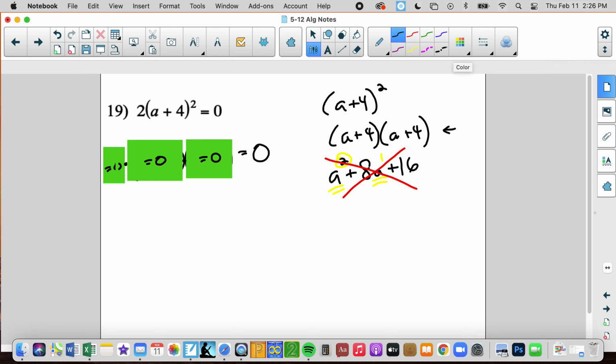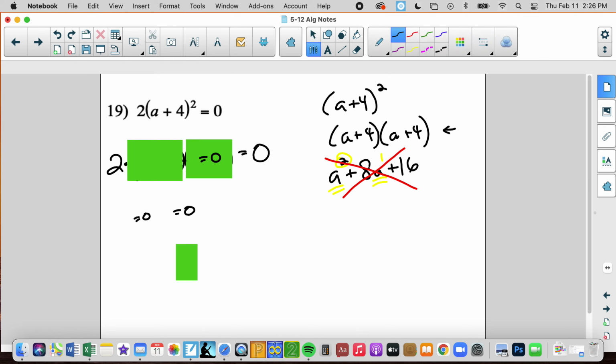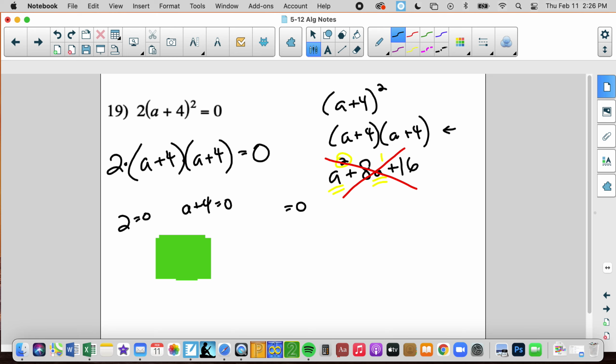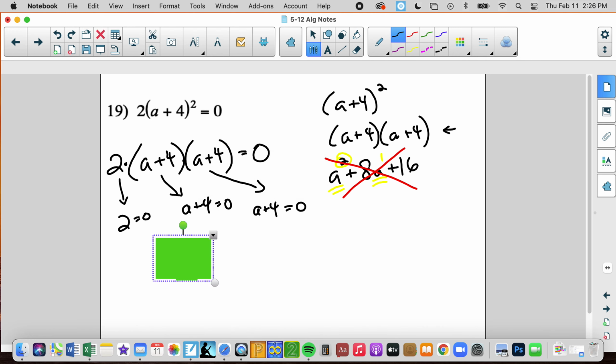So we're going to set each one equal to 0. We're going to say, okay, let's find out what's in there. Well, that's a 2. 2 equals 0. Let's look and see what's in there. A plus 4. What's going to make that 0? And then you take this one, and that also is a plus 4. So notice we still set each one equal to 0.